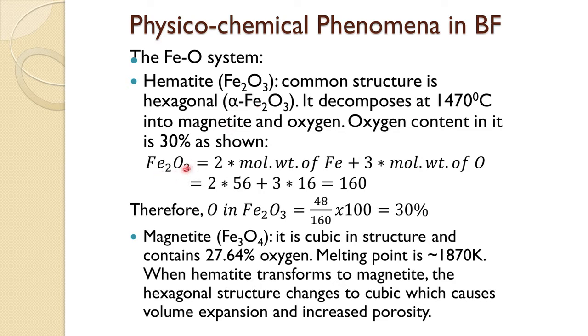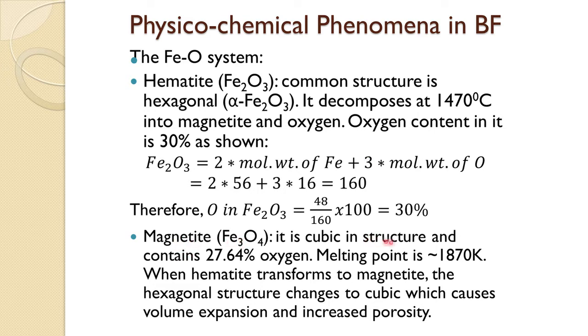I have shown one calculation of how you determine this oxygen content. So, 2 moles of iron, 3 moles of oxygen. So, that gives you the molecular weight of Fe2O3 as 160, and therefore, oxygen would be 48 divided by 160, and in percentage terms multiply by 100, that gives you the 30% oxygen in hematite. Similarly, we can calculate for other oxides. So, we will not show these calculations and we will just refer to the percentage, but one can do it.